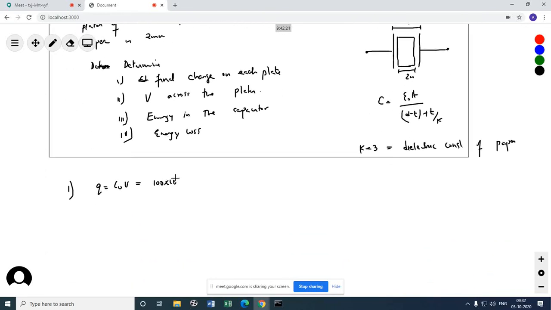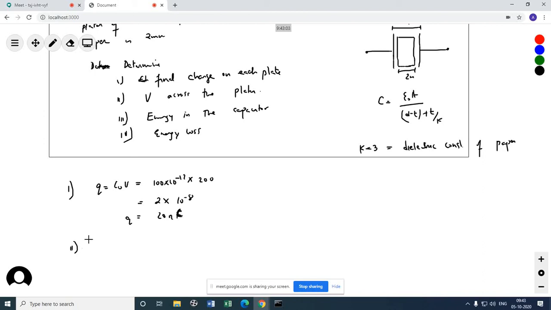So 100 into 10 to the power minus 12 into voltage 200. That gives 2 into 10 to the power minus 8, or we can say 20 nanocoulomb charge. So Q is 20 nanocoulomb. Because you are charging with 200 volts, the charge will be this much. That's it.